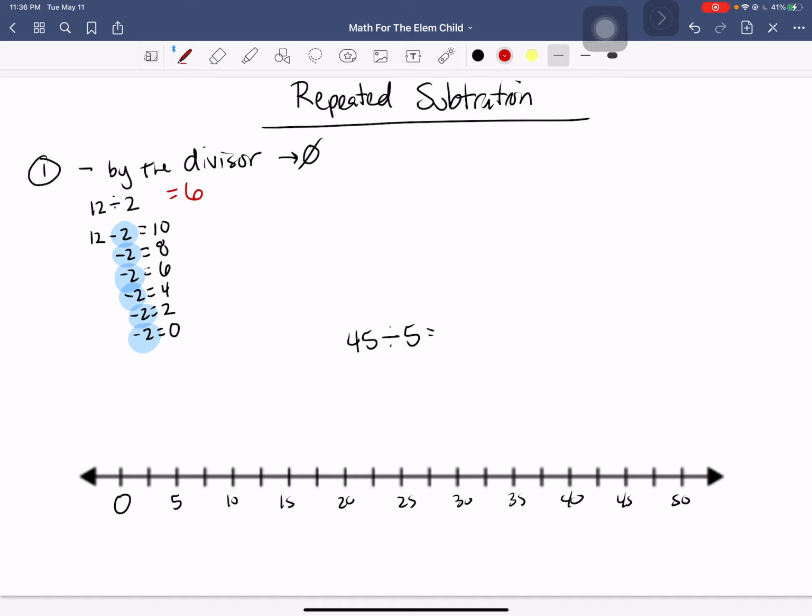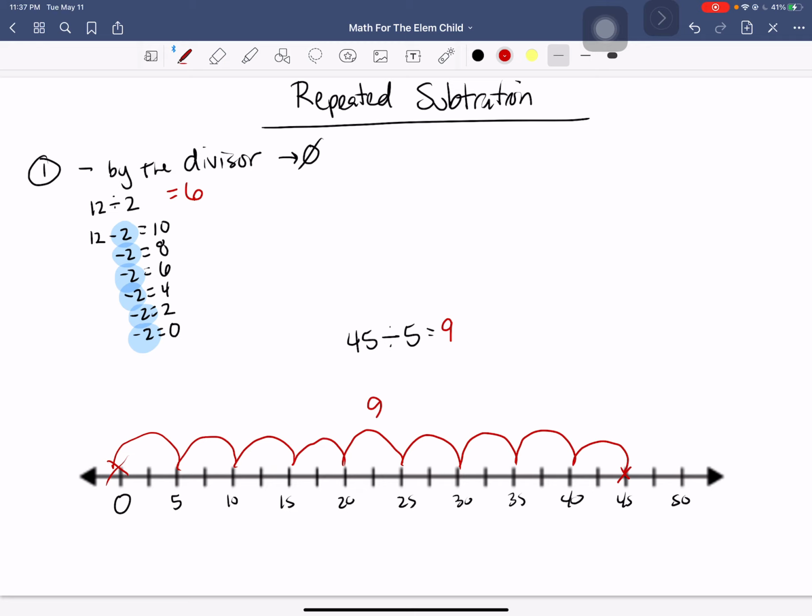So now we're going to start at 45. We're going to start here, and then we're going to hop backwards until we get to 0. So we have 1, 2, 3, 4, 5, 6, 7, 8, 9 hops. We're at 0, and we made 9 hops. So 45 divided by 5 equals 9.